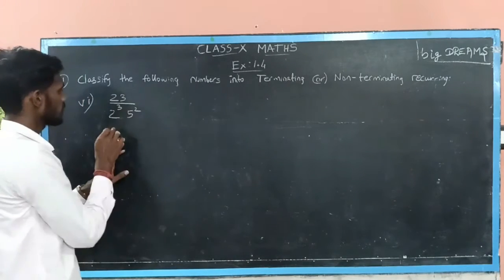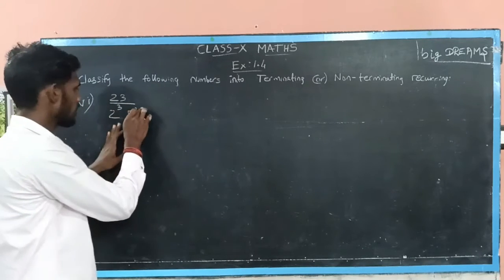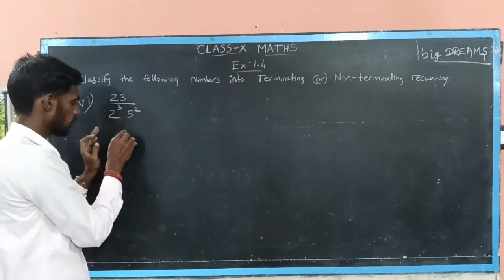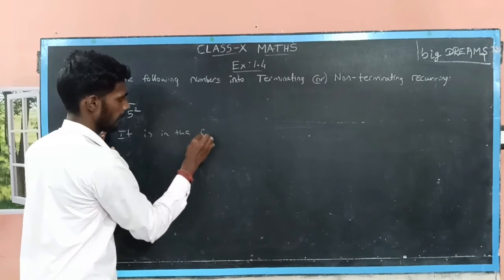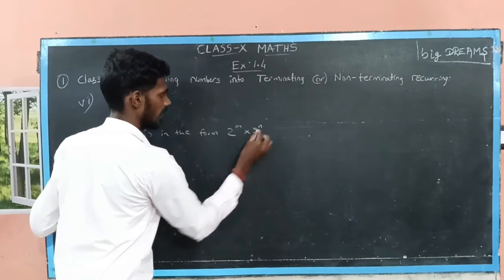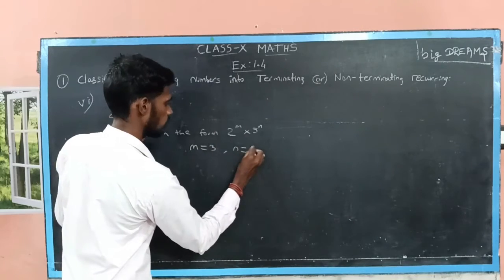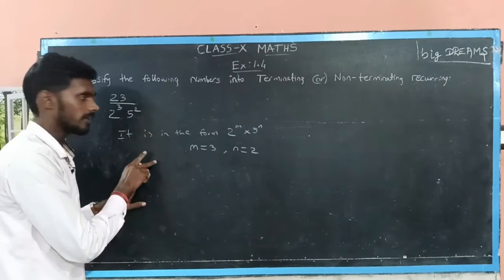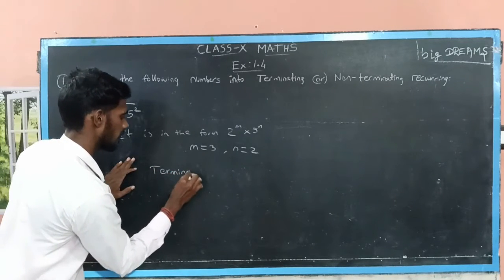Next, the sixth subdivision, 23 by 2 power 3 into 5 power 2. So they have already given it in terms of 2 power m into 5 power n. So the denominator is in the form 2 power m into 5 power n, where m is equal to 3 and n is equal to 2. So both m and n are non-negative integers. So according to theorem 1.6, it will have a terminating decimal value.